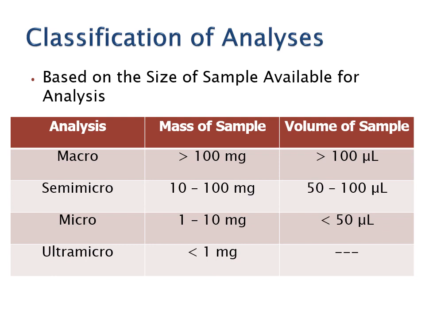If you have greater than 100 milligrams or 100 microliters, we call that a macro analysis. If you have approximately 10 to 100 milligrams or 50 to 100 microliters, we call that semi-micro. And for the microanalysis naman, if you have 1 to 10 milligrams or less than 50 microliters, rather, na volume of sample, we call that microanalysis, and ultra-micro naman yung less than 1 milligram.